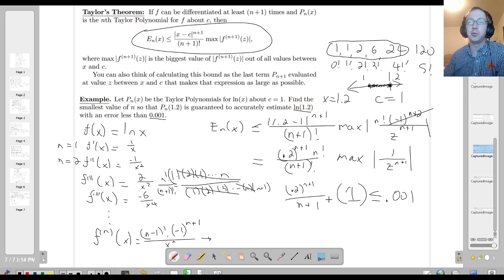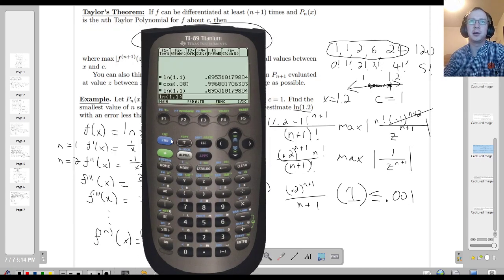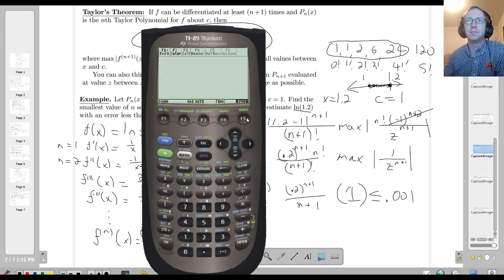So I could either go through manually and plug in some values, or I can have the calculator do this for me. So I want to show you how to have the calculator do this for you. I'm going to go to y equals, and I'm going to plug in this function right here. So let's see, this is 0.2 to the x plus 1 divided by x plus 1. Notice I'm using x because it's inconvenient to use n. So there's my function, and instead of looking at the graph, I'm going to go look at the table.